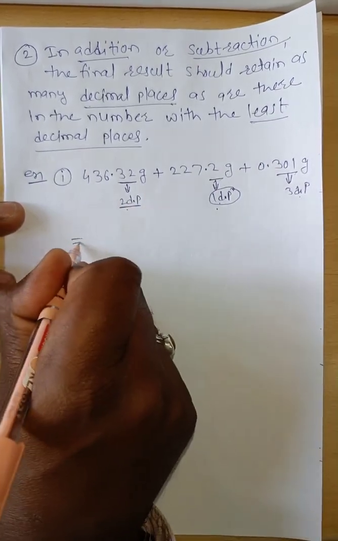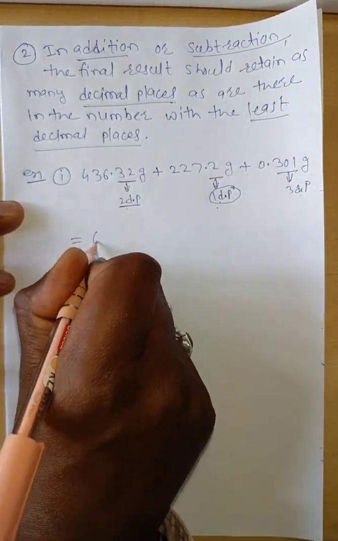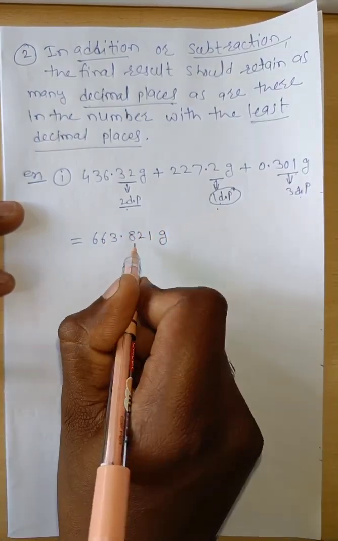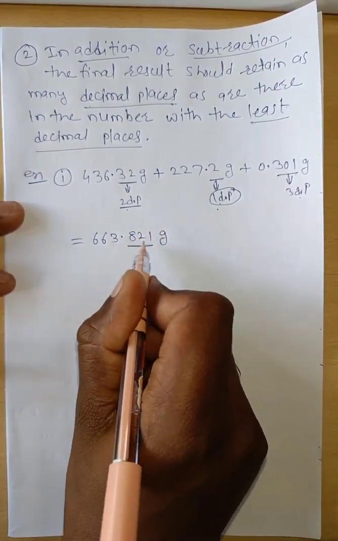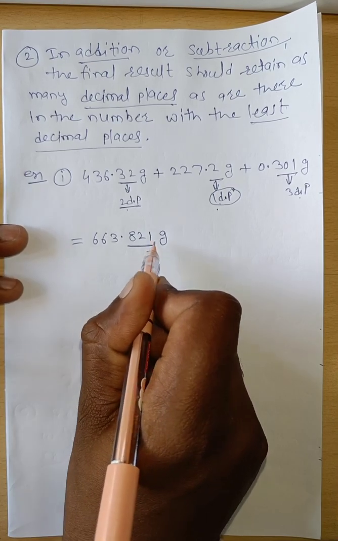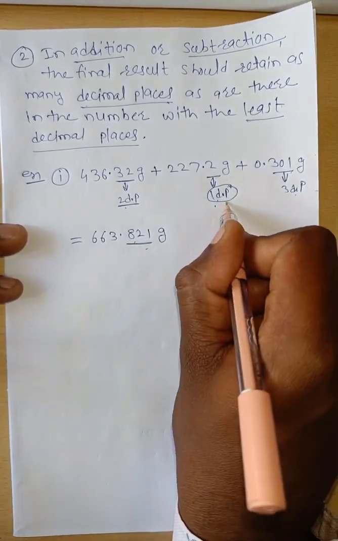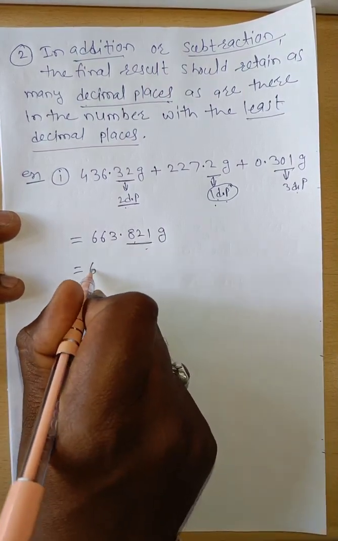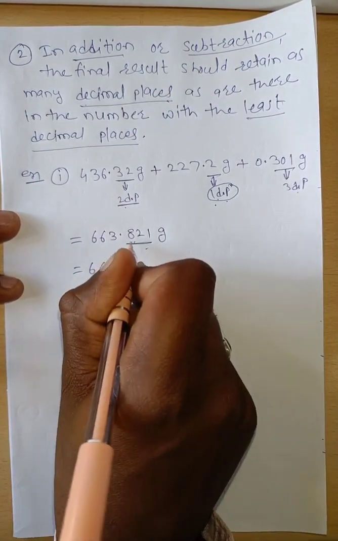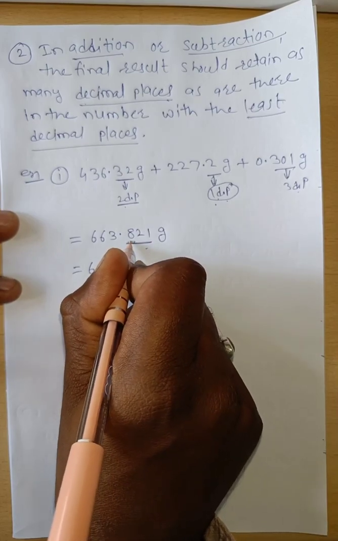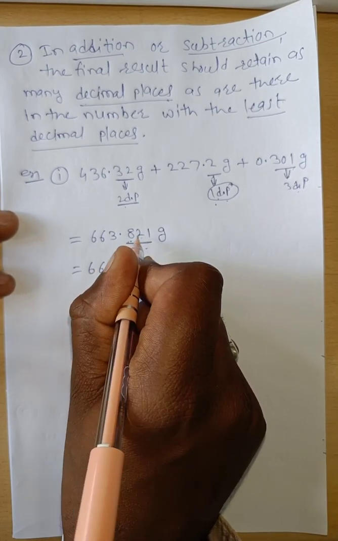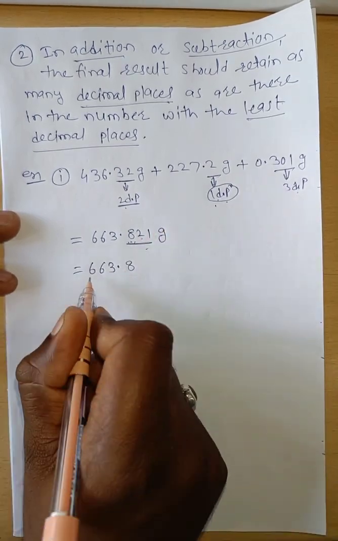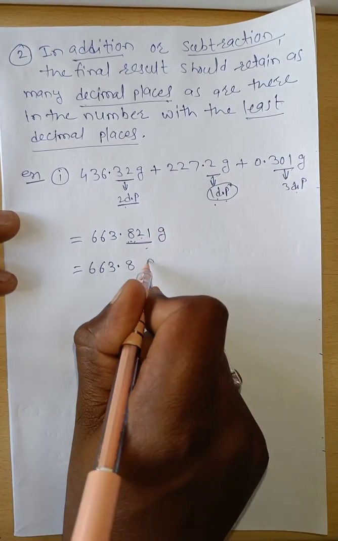Then the addition of those three quantities gives 663.821 grams. But here in the answer there are three decimal places. You have to convert those three decimal places into one decimal place, so we have to round off the number. We get 663 point, now we only write 8. After that 8, 2 is present. Therefore we have to remove that 2 and 1. Your answer is 663.8 grams.